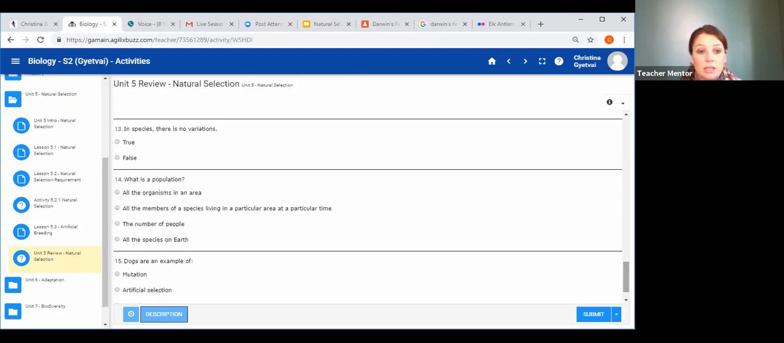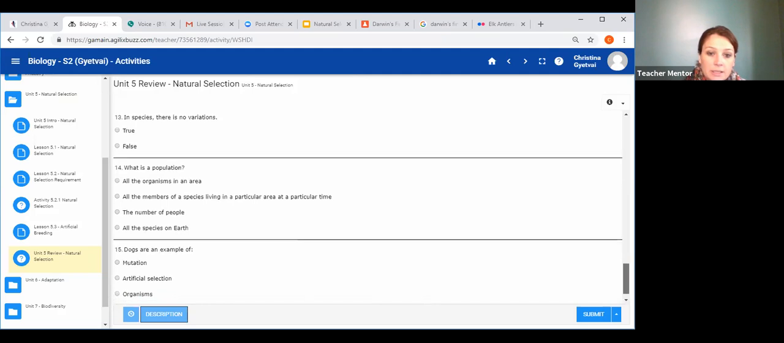Number 13, in species, there is no variations. I hope you all screamed false. Of course, there's variation. We, as humans, have different colored hair. We have different colored skin. We have different colored eyes, different shapes. Just within the human population, of course, in the species, there are variations. So this is definitely false.